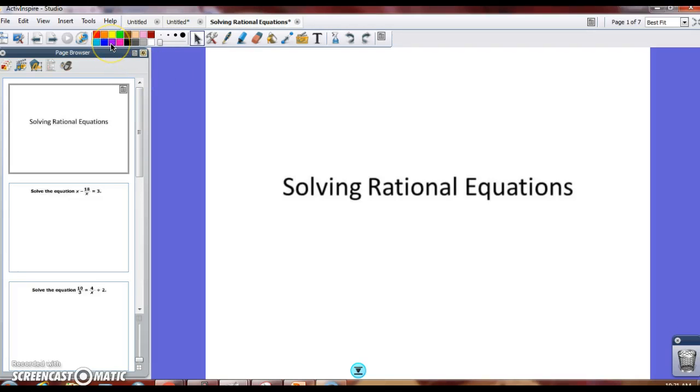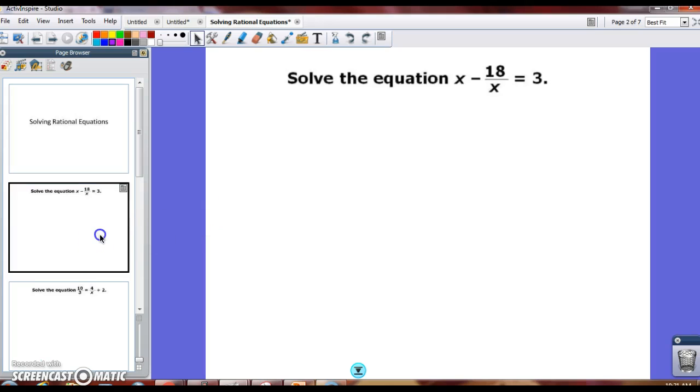Hi everyone, today we're going to talk about solving rational equations. A little bit different than solving other types of equations, simply because with rational equations we have a variable in the denominator. So the only reason it's different is really just the first step is working to get rid of that denominator. And then it's just like solving any other equation.